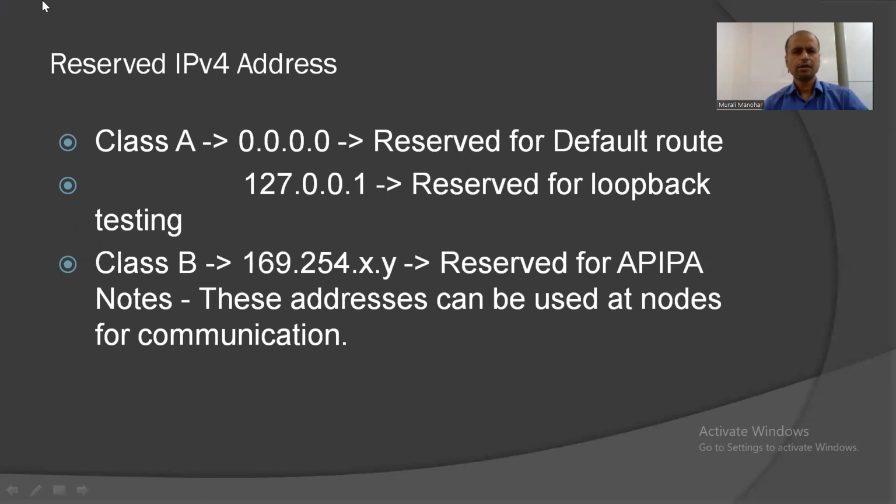Now see the second example, 127. The 127 series is also reserved. But what is the purpose of this reservation? The 127.0.0.1 IP is used for loopback testing. Loopback testing means self-testing. If any service of your machine would like to test itself, in that case, it will use 127.0.0.1.